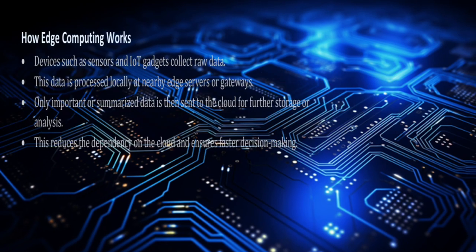How does edge computing work? The process works as follows. First, devices like sensors and IoT gadgets collect raw data. Next, this data is processed locally at nearby edge servers or gateways. Finally, only the important or summarized data is sent to the cloud for storage and further analysis. This approach reduces dependency on the cloud and enables faster, more efficient decision making.